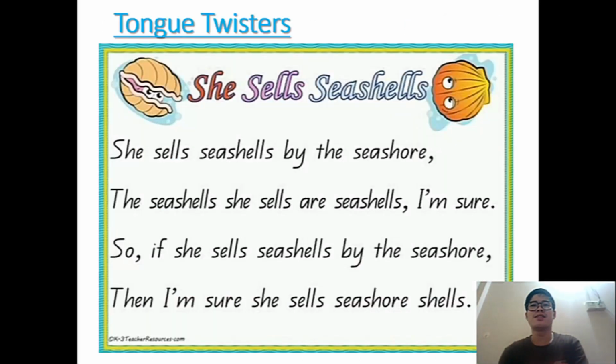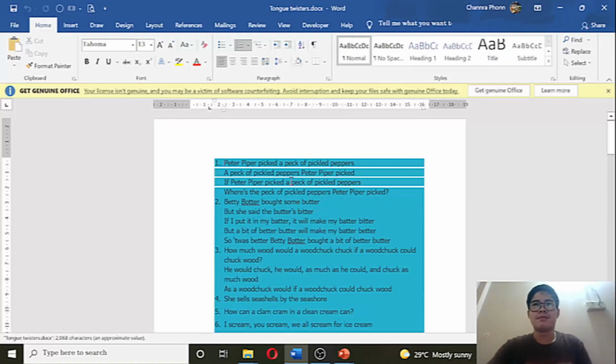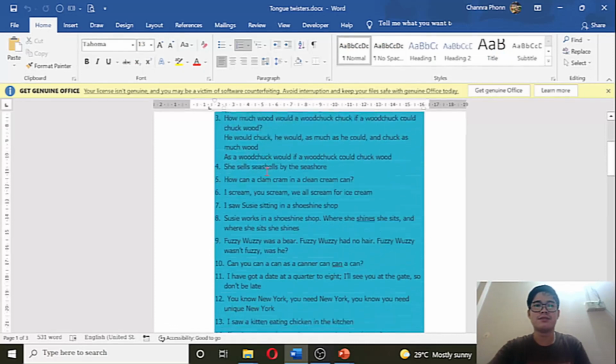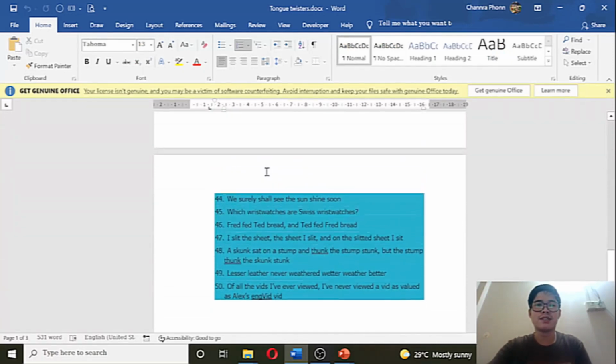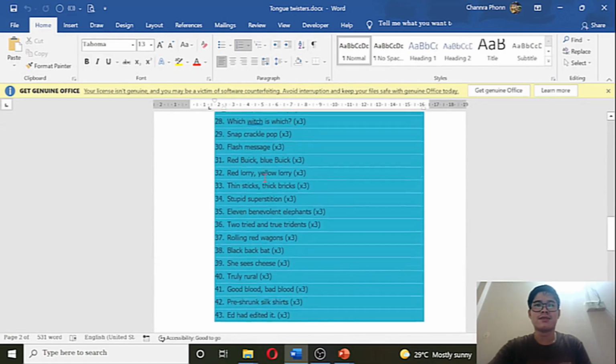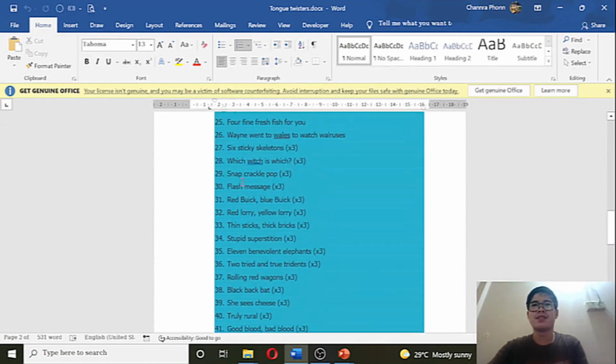And this one is tongue twister. I have searched and found around 50 of the most popular English tongue twisters. Okay, look at this file. I'll show you. Yep, look at this. I have from number 1 to 50. I have searched from the internet.